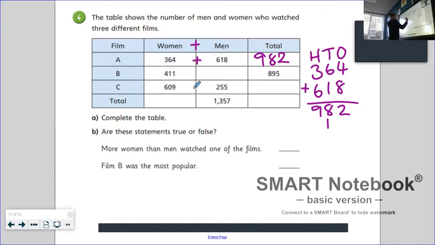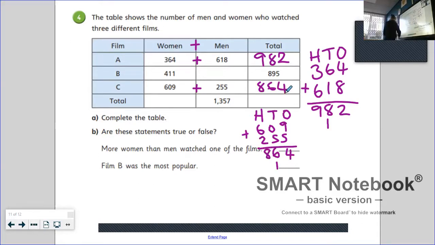I'm going to go back to this one because this one needs a total adding. So we've got 609 add 255. 609 add 255. I've realised I've gone over on here, but that's fine. I'll rub it out in a minute. 9 add 5 is 14. Carry the 10. 6 tens, 800. 864.